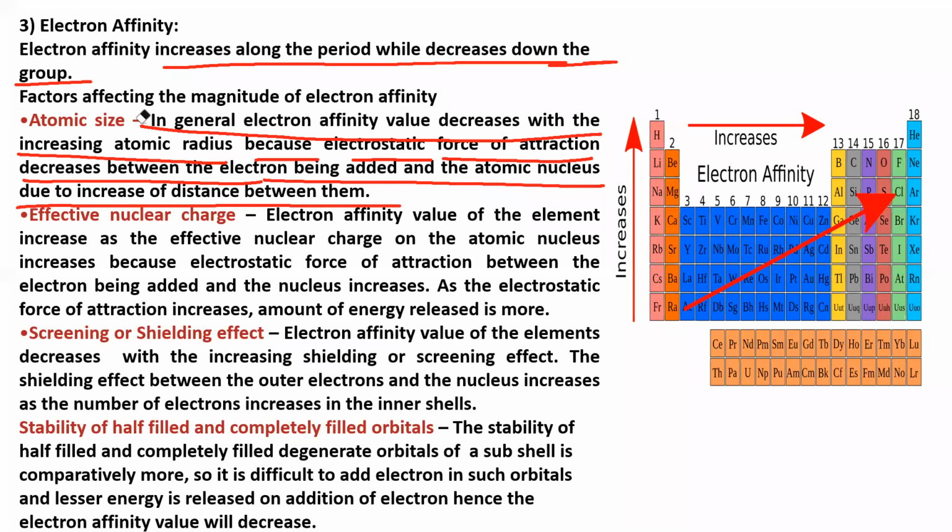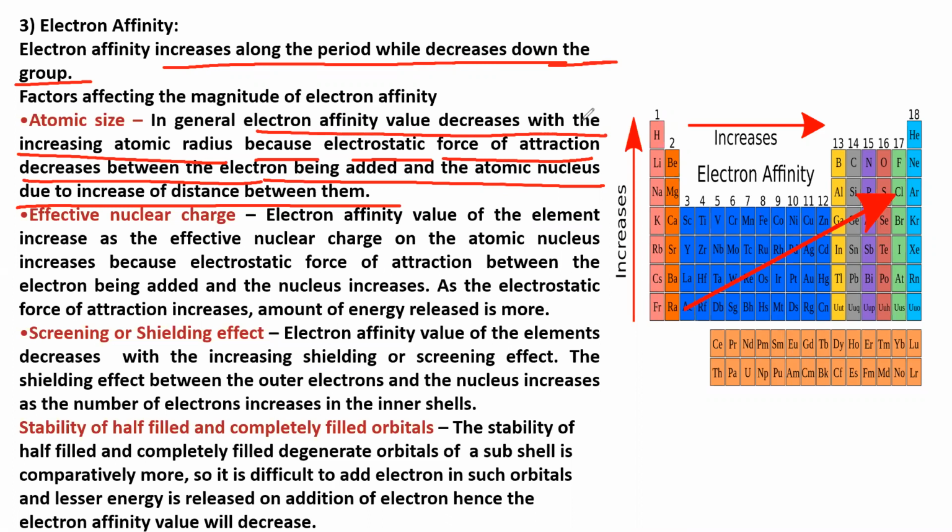So what happens as the atomic radius increases? The electrostatic force of attraction between the electron being added and the atomic nucleus decreases due to the increase of distance between them. So the electrostatic force of attraction between the nucleus and the outermost electron decreases, and automatically the electron affinity value decreases with increasing atomic radius.